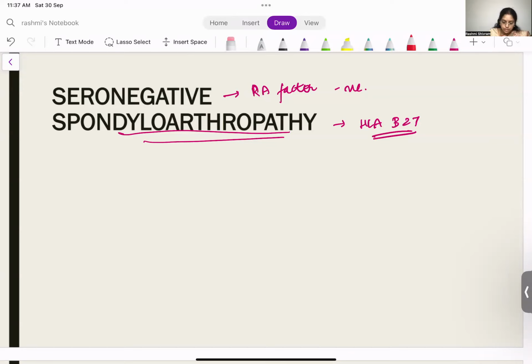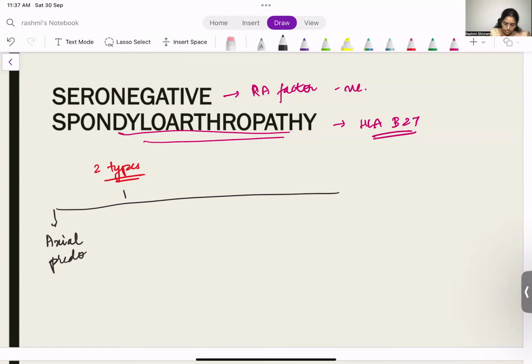There are two types. The first one will be axial predominant, and the next one will be peripheral predominant. What do we mean by that? In peripheral predominant, the peripheral joints like the knee joint, the ankle joint, the wrist joints, the finger joints are predominantly involved, whereas in axial involvement, the spine is most importantly involved.